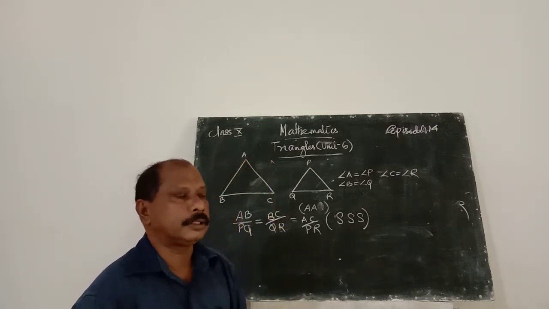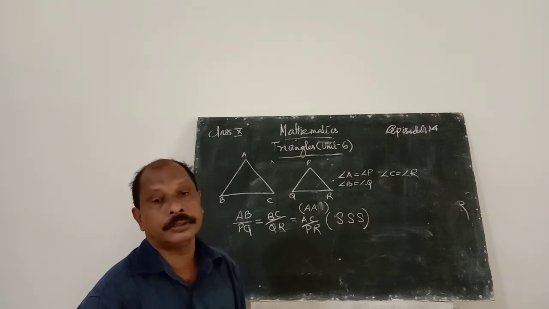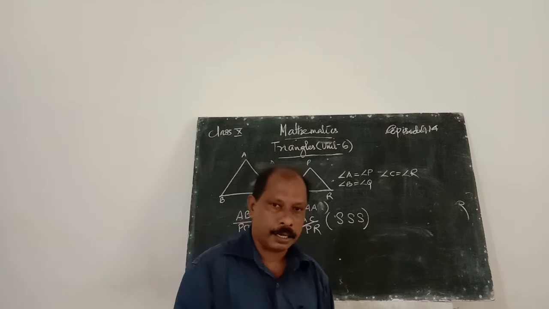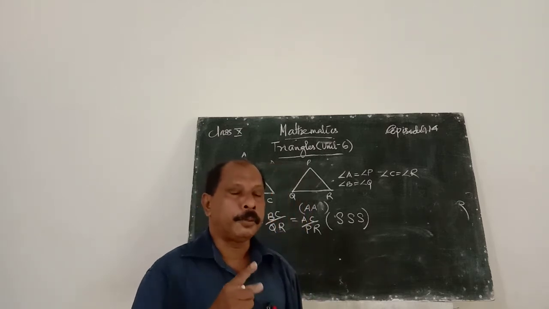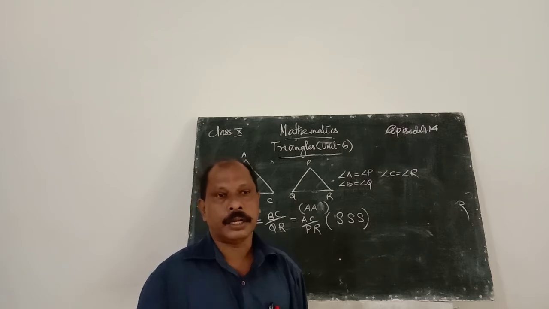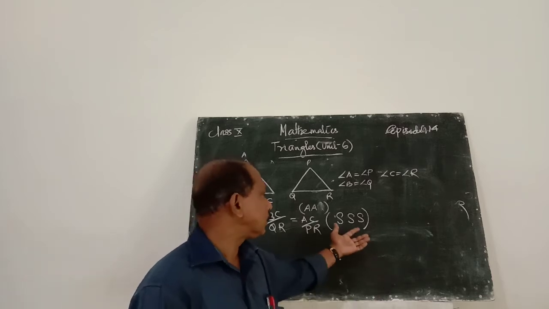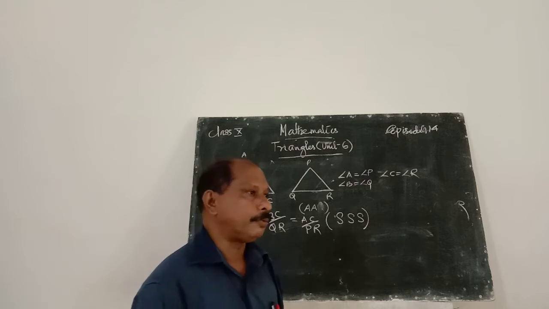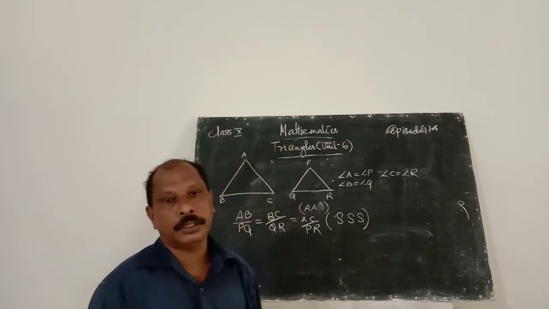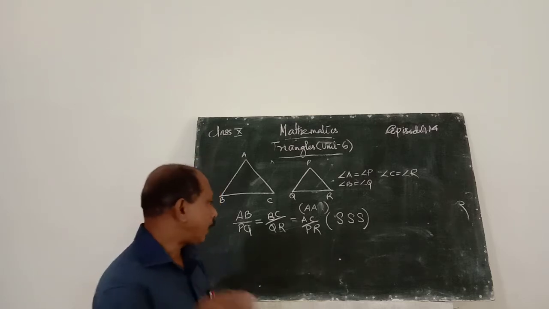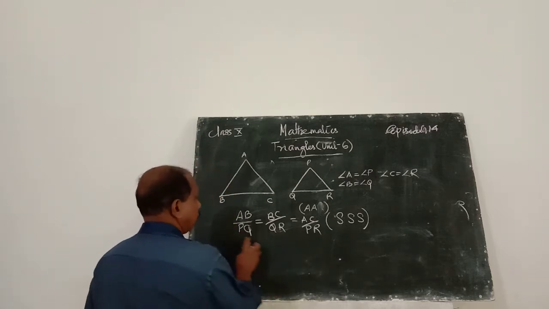Clear? What is the SSS criteria for the similarity of triangles? The definition is: three sides of a triangle are proportional to the corresponding three sides of another triangle, then they are similar. That is known as SSS criteria. AAA criteria means all three angles of a triangle are equal to the corresponding three angles of another triangle, then they are similar. Clear?